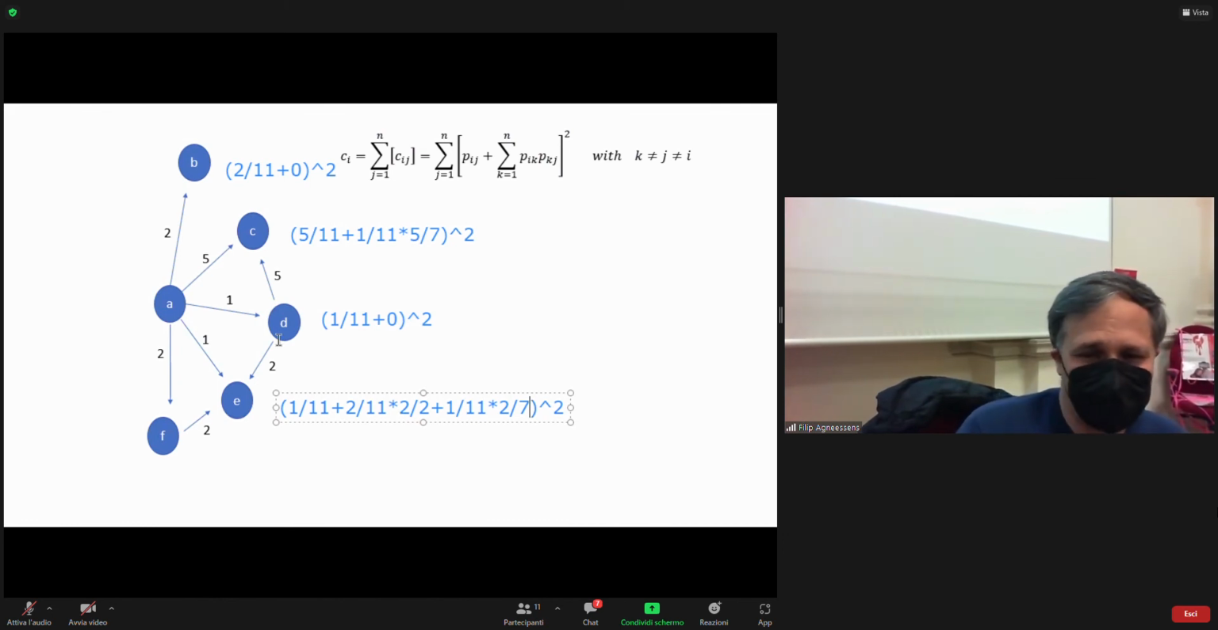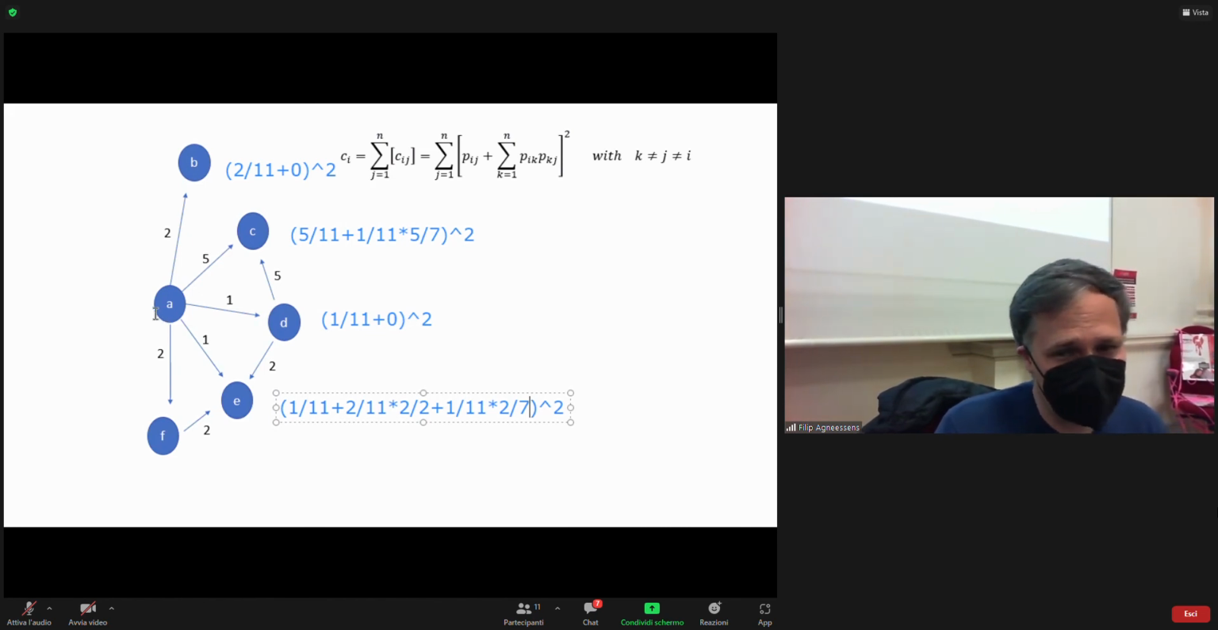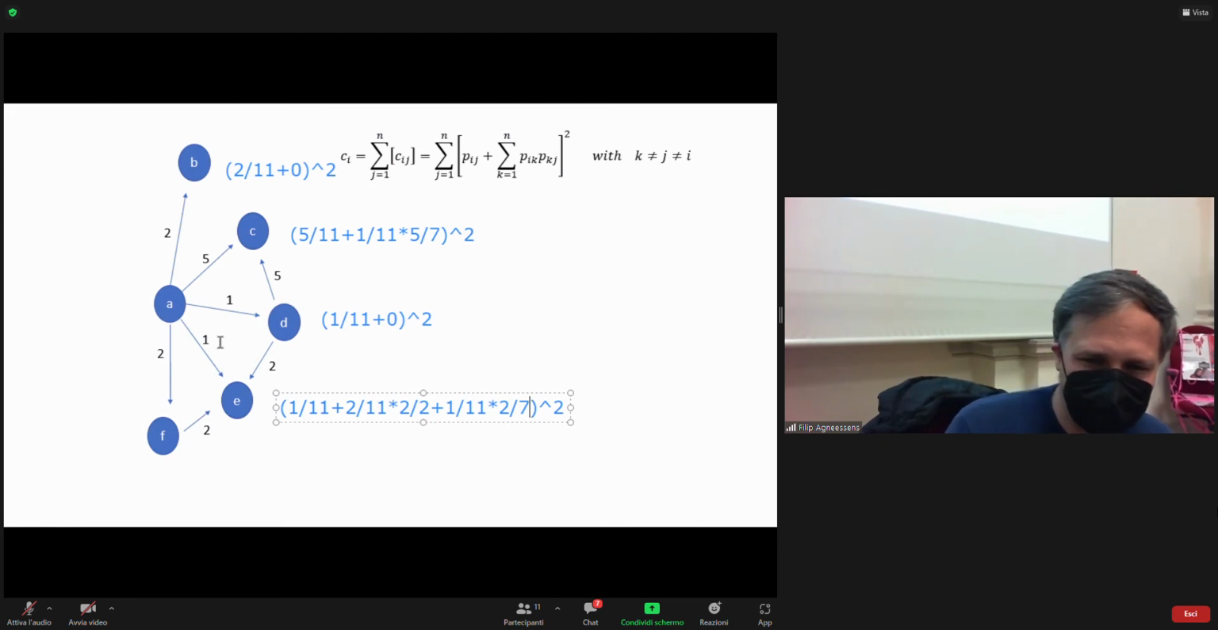So there are two constraints here. I mean, two indirect constraints. One direct, but it's a small one, 1 out of 11. But then there are indirect ones. And actually, this one is going to count maybe a bit more because F is only having.